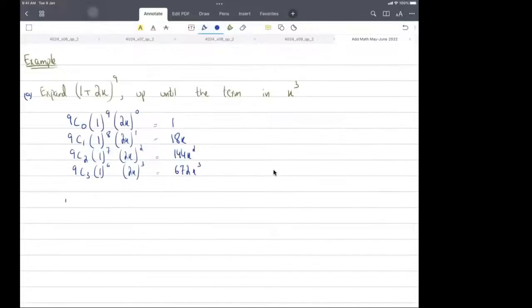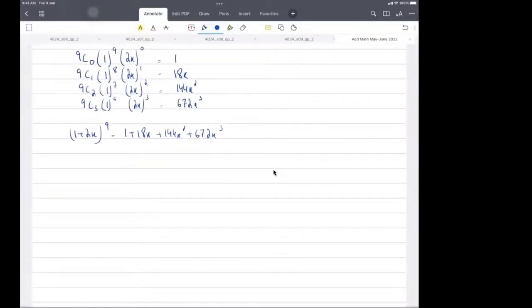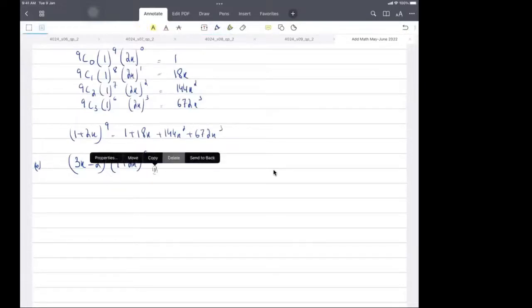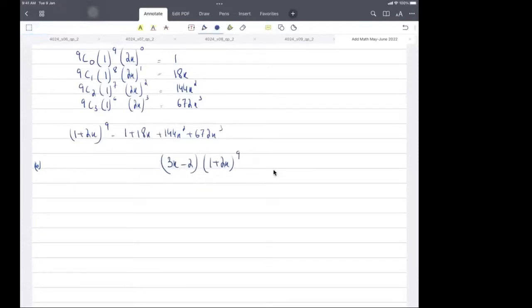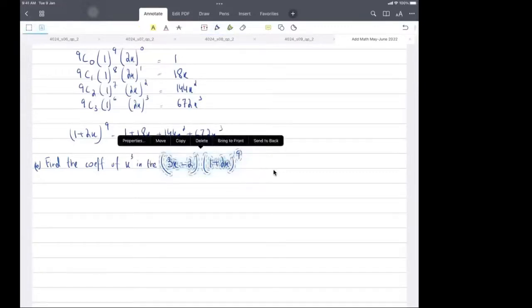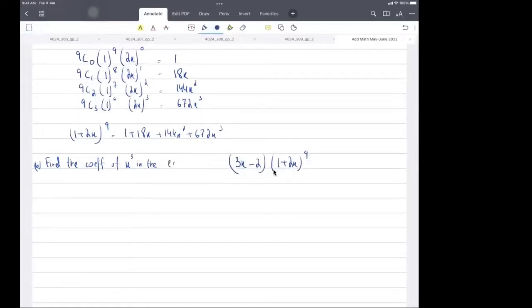Okay, what do we end up with? We end up with 1 plus 2x, the whole thing power 9 is equal to 1 plus 18x plus 144 x square plus 672 x cube. ठीक है, ये आ गई इसकी expansion. अब let's say there's a part B जिसमें है आपके पास 3x minus 2 multiplied by 1 plus 2x to the power 9, and the question is asking you to find the coefficient of x cube in the expansion of.